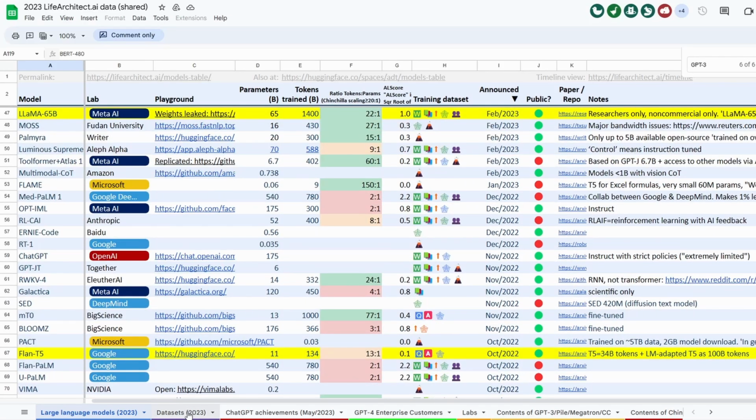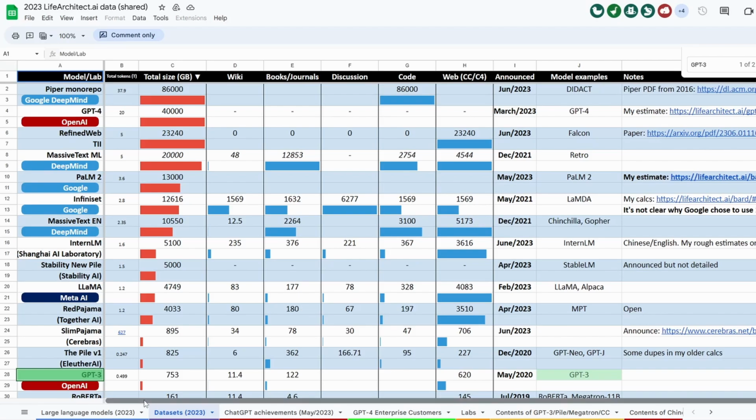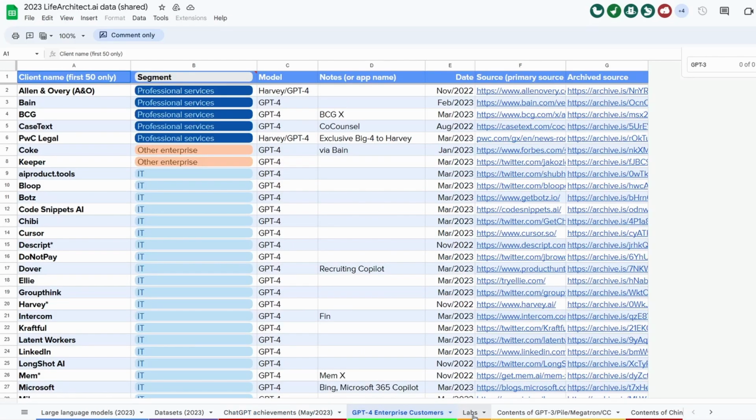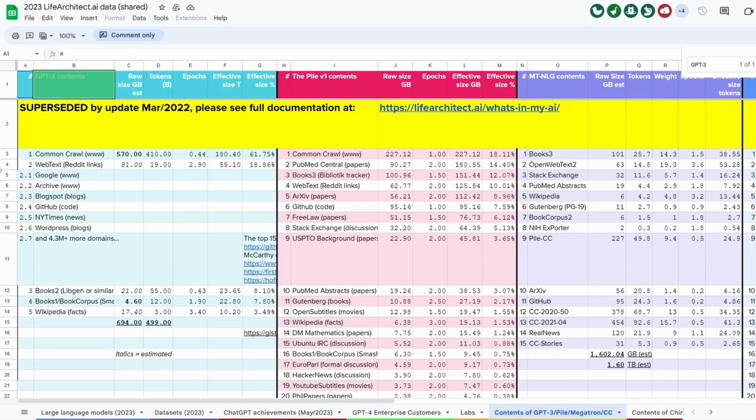You can also get information on different datasets for these models. It also has a sheet on ChatGPT achievements and many more. It's an interesting spreadsheet. You can visit it anytime you want.